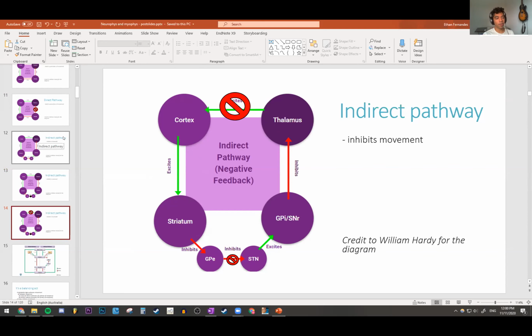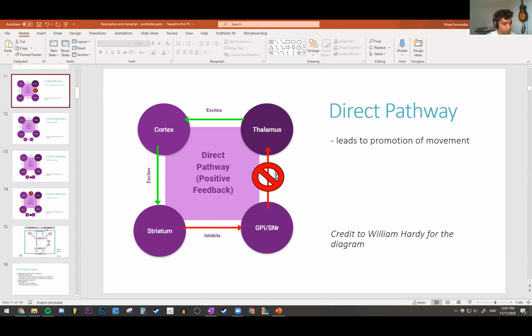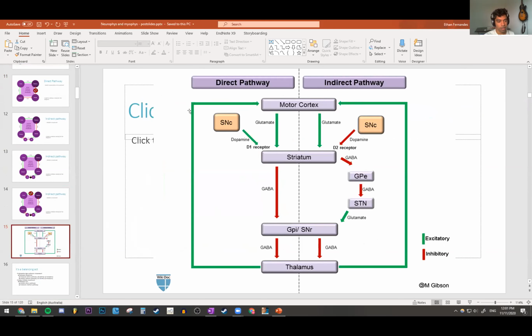Oh, and a good way of remembering which ones are inhibitory and which ones are excitatory is that everything related to the cortex is excitatory, as well as the STN. Everything else is inhibitory. And we can see that here. So cortex stuff, excitatory, plus STN. The rest is inhibitory. And then your substantia nigra will excite the direct pathway and inhibit the indirect pathway.